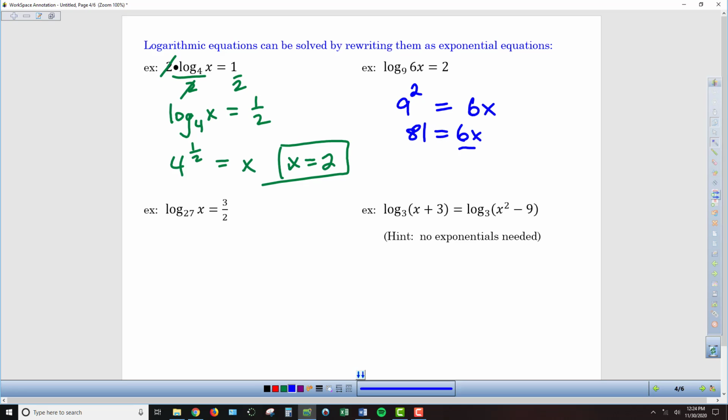So my last step is to just divide both sides by 6. And we can just leave our answer in fraction form. We can reduce that fraction, divide the top and bottom by 3. So we're going to get 27 over 2.